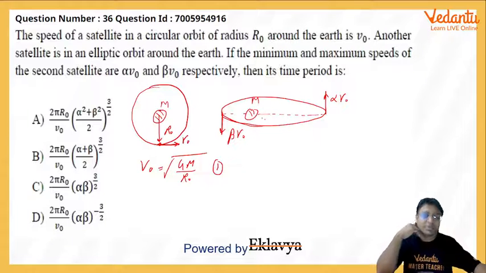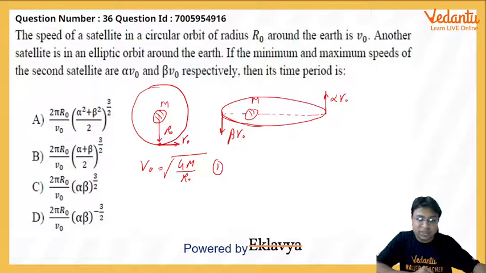Now we have to find out the time period. So basically, to find out the time period, we need to know the length of the major axis or the semi-major axis, and then we'll be done. So how can we do this? Let's say this length is r1. Let's say this length is r2.